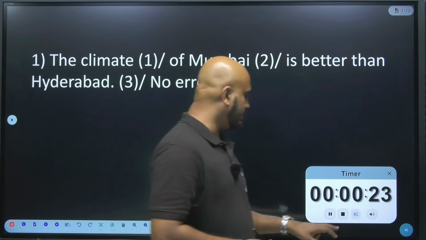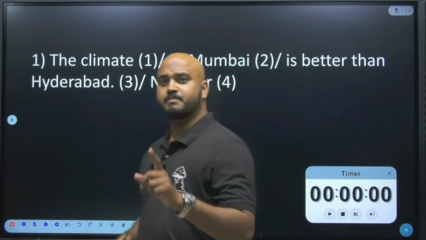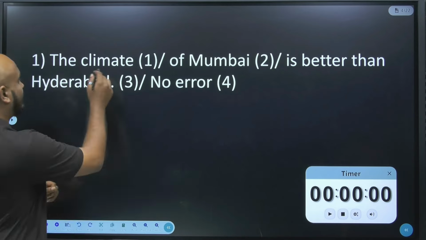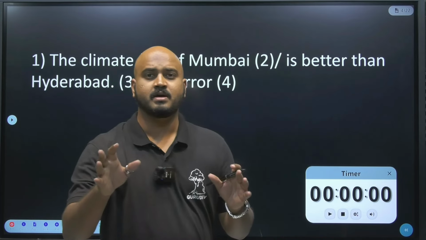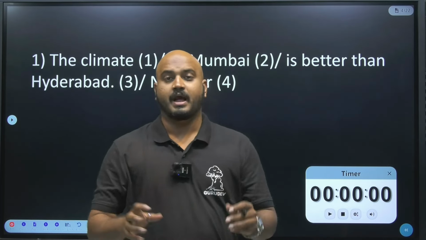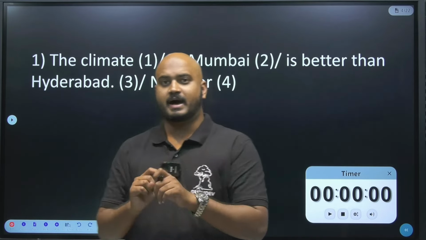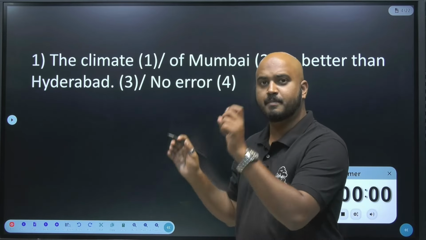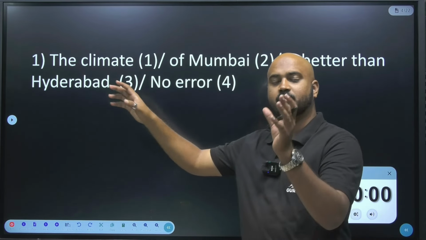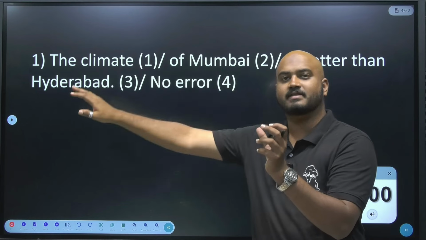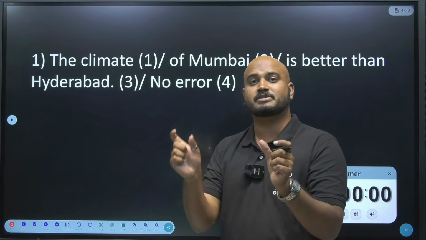Now, if you observe this particular sentence, this sentence looks harmless, but actually there's a big error in this. The climate of Mumbai is better than Hyderabad. Generally, whenever you come across the word than, it is used in comparison, right? And whenever you compare, you should make the comparison on similar lines. If you observe, I'm comparing climate of Mumbai, a part of a place, with Hyderabad. Now the error is that you cannot compare climate of Mumbai to entire Hyderabad because there are so many things to be compared in Hyderabad. So you have to make sure that the comparison is absolutely clear.